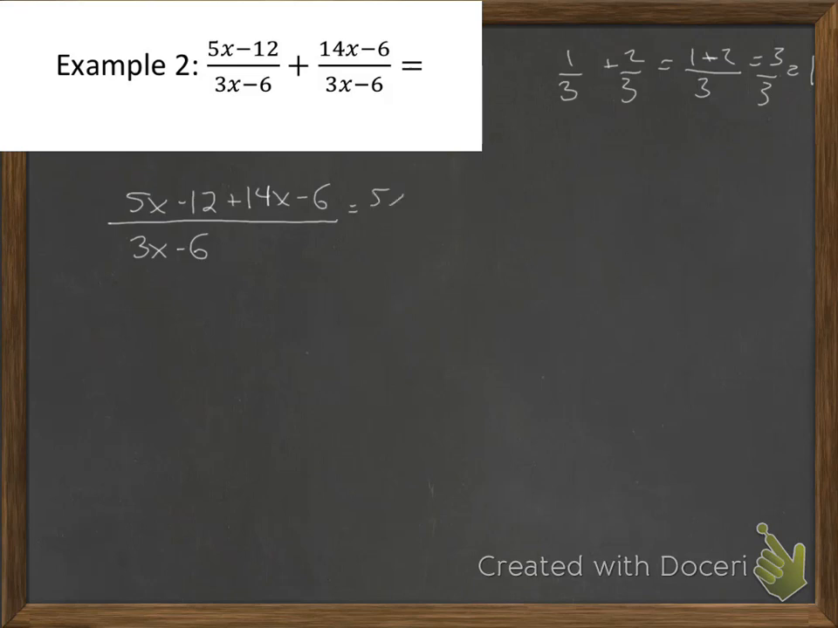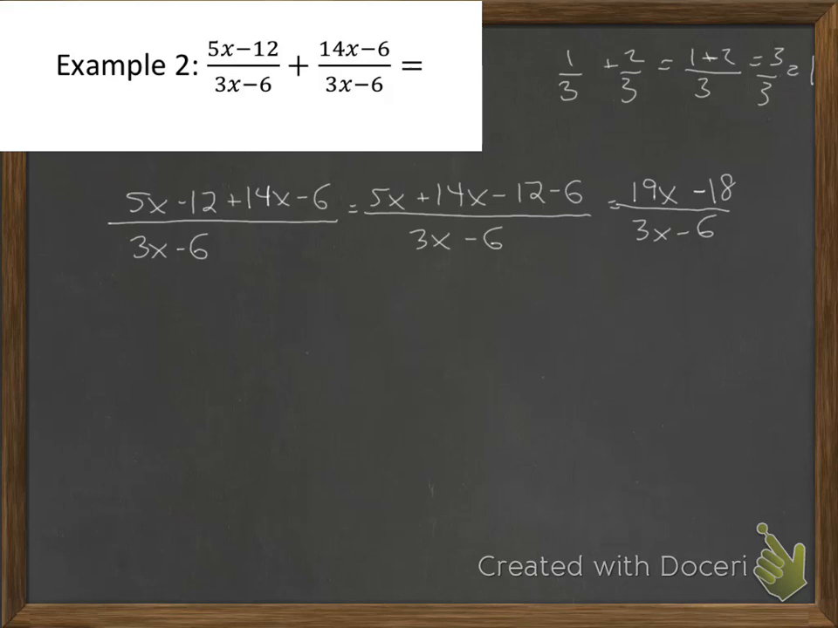I'm going to take an extra step here, and I'm going to take some time to rearrange my terms so that like terms are next to each other. And then I'm going to combine my like terms. So 5 plus 14 is 19, so I have 19x. -12 minus 6 is -18, so I have 19x minus 18 over 3x minus 6. Let's just stare at this for a second, and make sure we didn't make any mistakes, and make sure we added everything correctly.